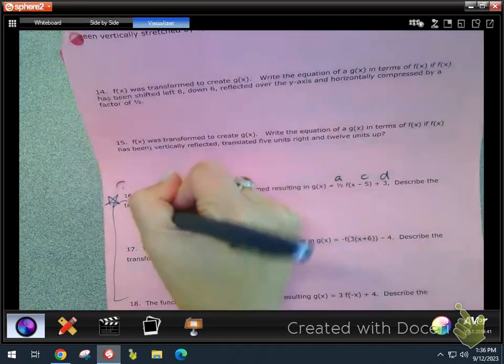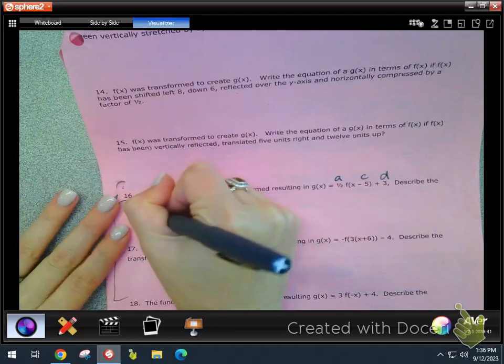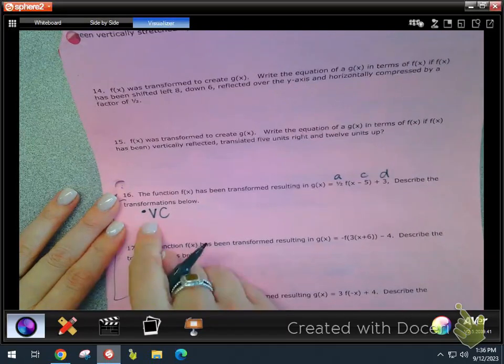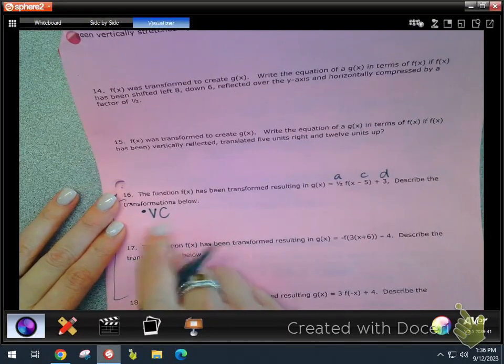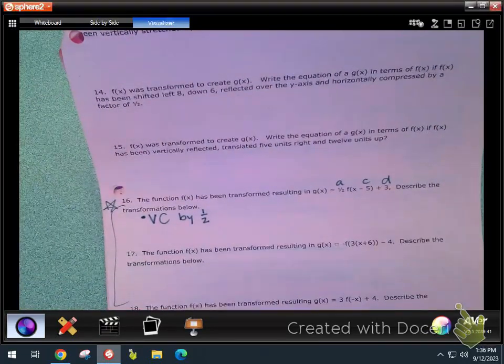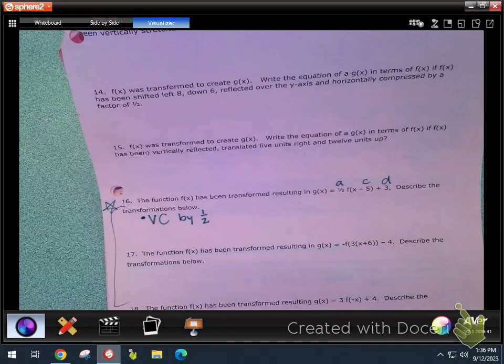Compressed by 2. You don't flip this one. This is a vertical compression. Do you see the abbreviation that I'm doing? I'm okay with that. Less is more sometimes, by 1/2. There is no flipping with the A value, okay? It's just straight up. So remember, your A value, it's a vertical stretch or compression. If it's between 0 and 1, it's a compression. If it's bigger than 1, it's a stretch. If it's negative, it's a reflection.